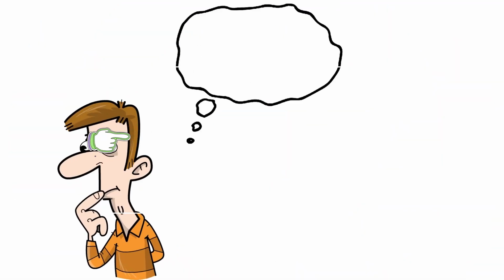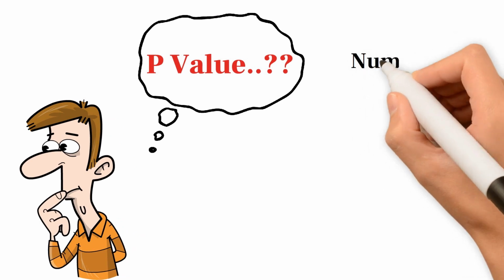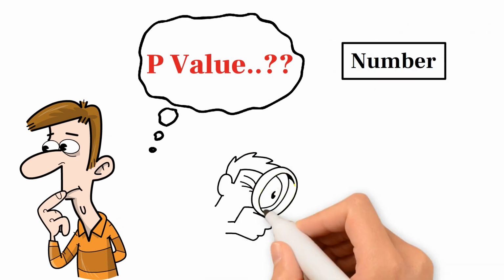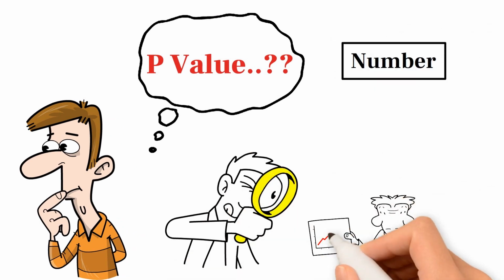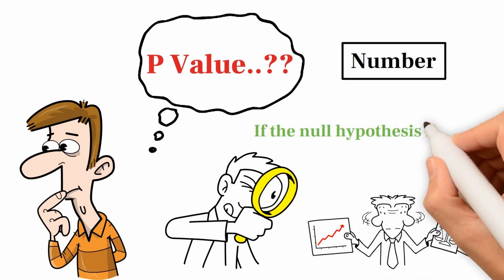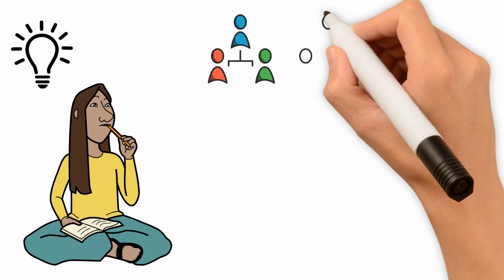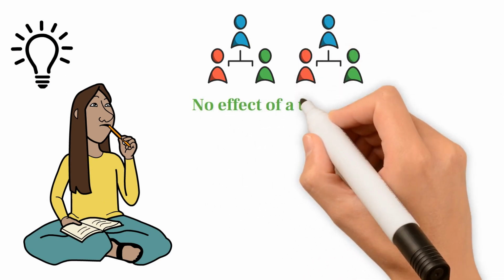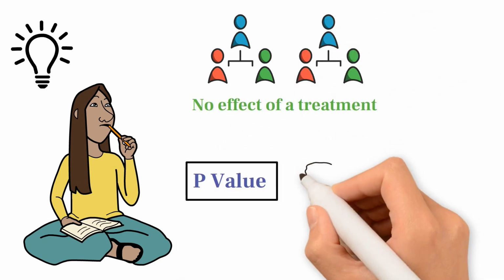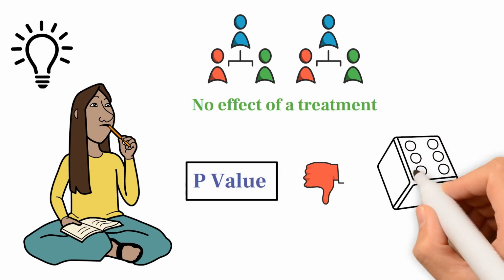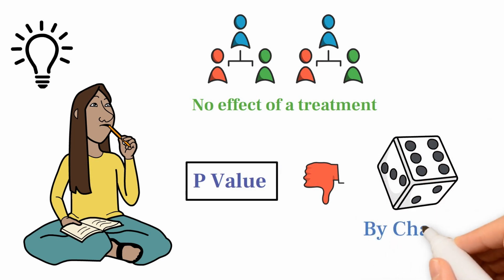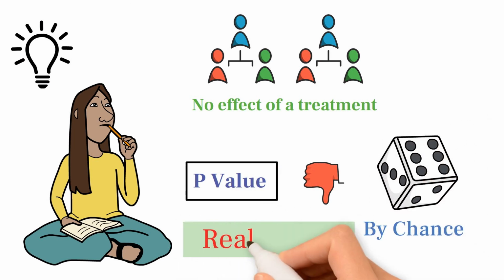What is p-value? P-value is a number that tells you the probability of observing a certain result if null hypothesis is true. The null hypothesis is the idea that there is no difference between groups or no effect of a treatment. So if your p-value is low, that means it's unlikely that your results occurred by chance and more likely that there is a real effect.